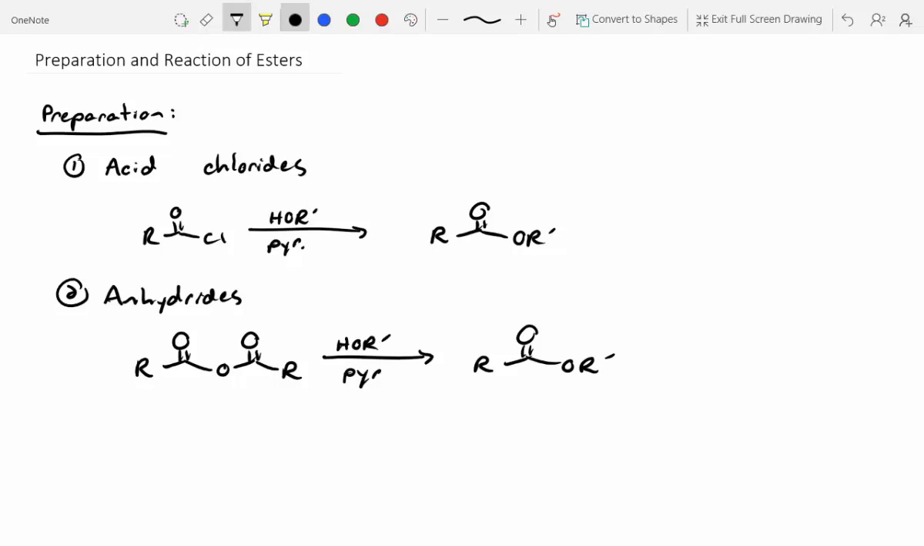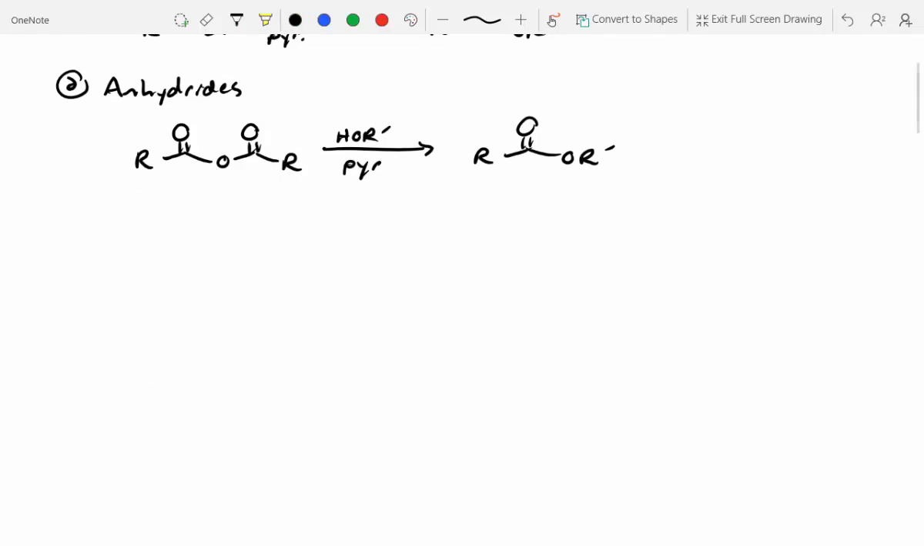What's another way we can make an ester? What's that? Yeah, Baeyer-Villiger oxidation. All right, let's throw that one down.